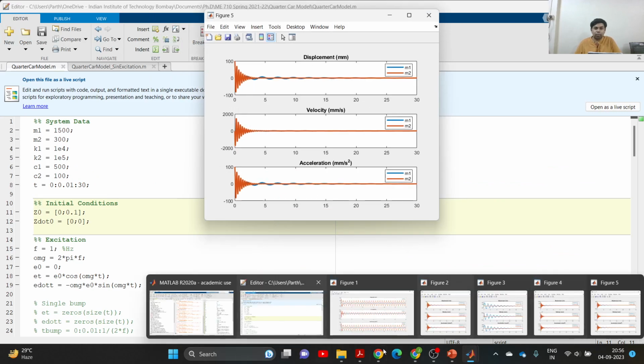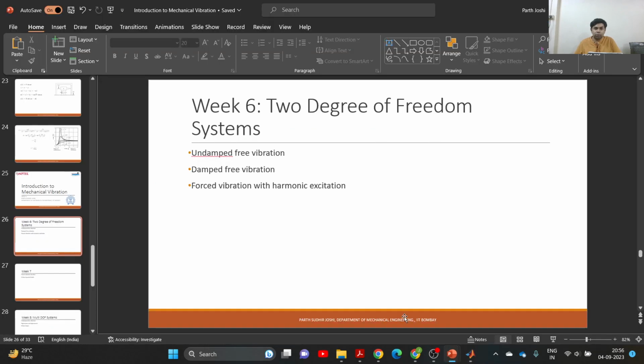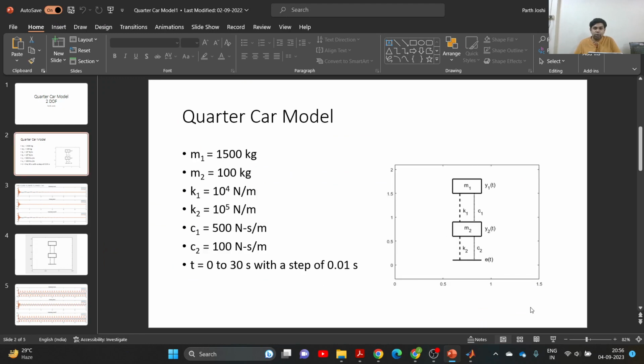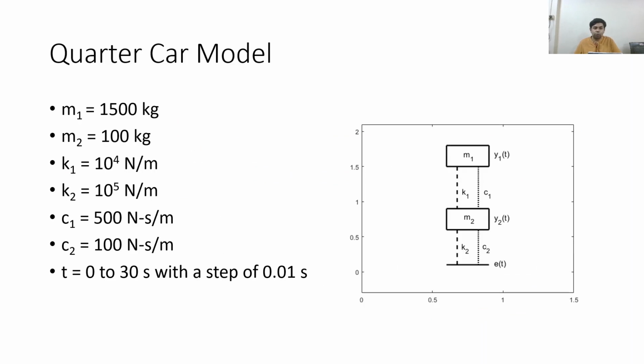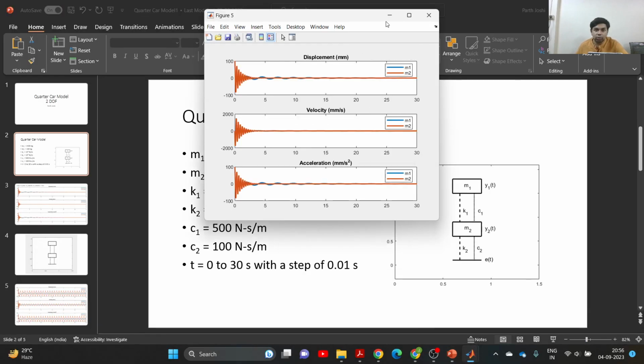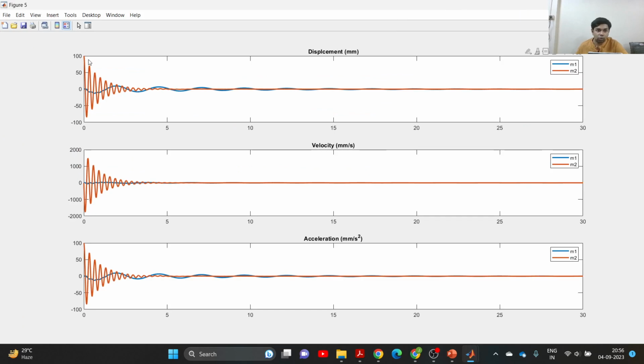The damping C1 that we have assumed for the wheels is actually very high. That's why our system takes a significant amount of time for the amplitude of the car body to decay to zero, whereas with C2 the time required to reach the equilibrium position is less, although there are more oscillations. So we can see how the damping affects the behavior of our system.